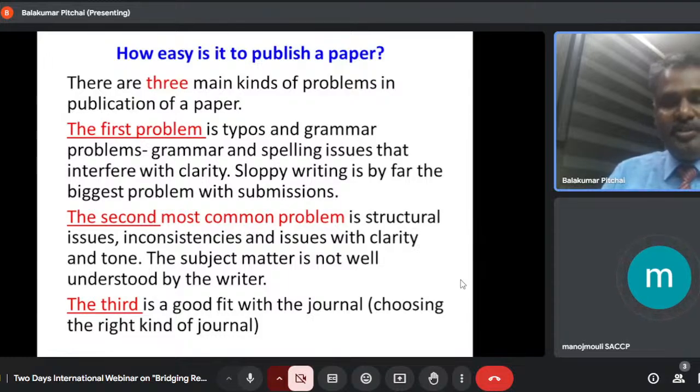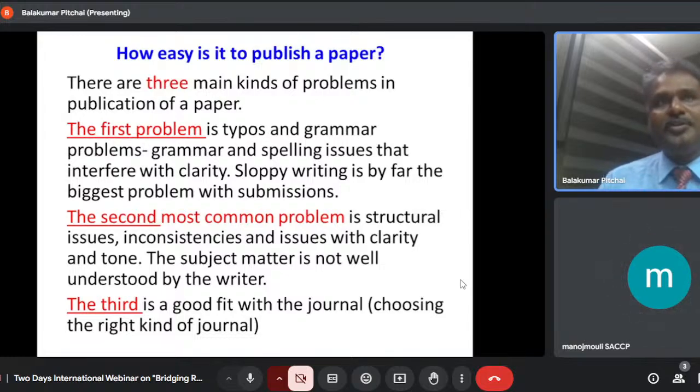So as Dr. Jagadeesh said, there are three problems when you want to publish your paper. One is typographical, grammatical and syntax errors. You should write a manuscript with high clarity. The second most common problem is structural inconsistency. Sometimes they might ask you to come up with a Harvard referencing style, sometimes Vancouver. It all depends upon the journal. Sometimes they might ask for a structured abstract, sometimes an unstructured abstract. It all depends upon the journal. So you have to have structural consistency according to the instructions of journals.